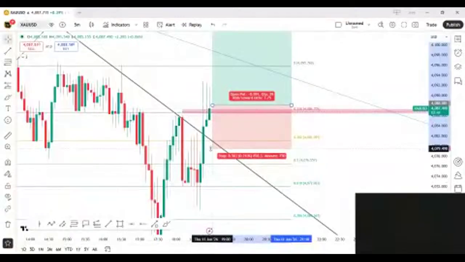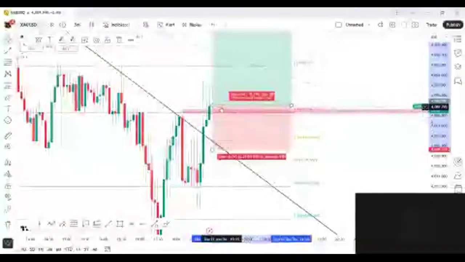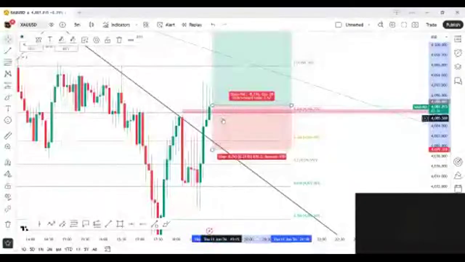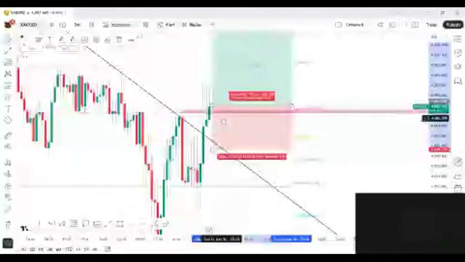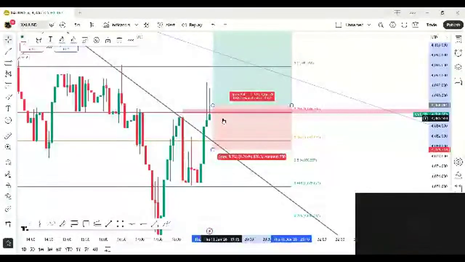Stop loss 4079. So right now, which entries are taken? We bought at 4087. Our entries at 4086, 4087 and 4088 are entered as well. So right now our three entries are entered.